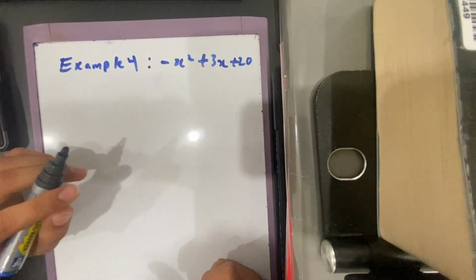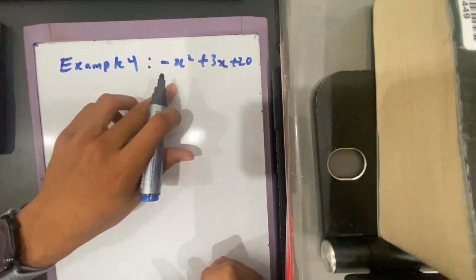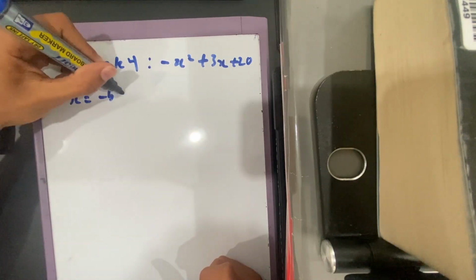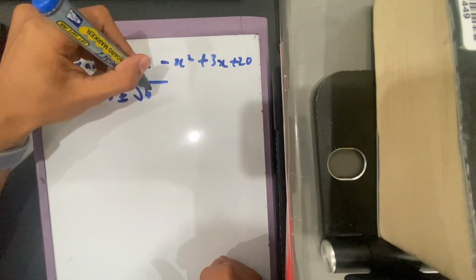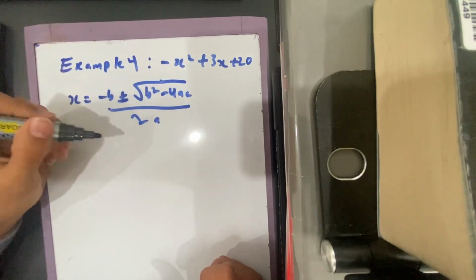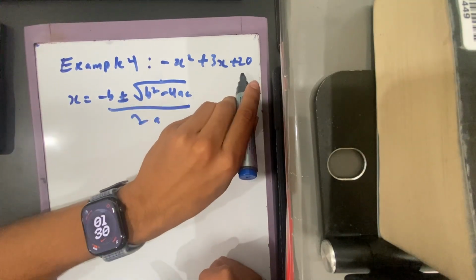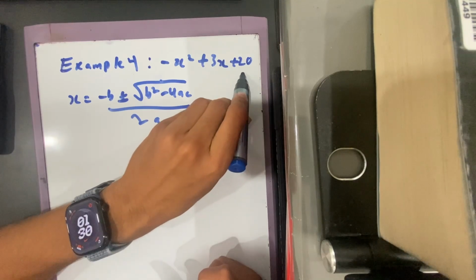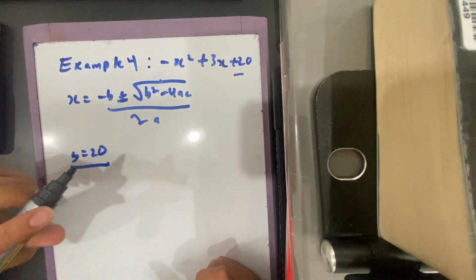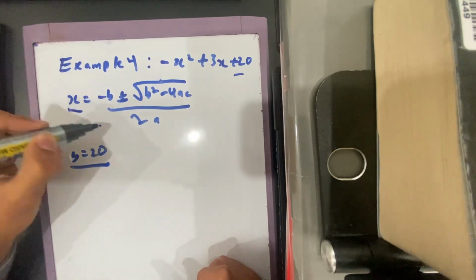Now for this example, I'll be showing you something called the quadratic formula, which you use when there's absolutely no way you can factorize. So the quadratic formula is x equals -b plus or minus the square root of b squared minus 4ac, divided by 2a. That's our quadratic formula. The y-intercept is easy. Look at this value. So basically y equals 20. That's the y-intercept. Now for the x-intercept, there's no way you can factorize this, so you would use the quadratic formula.